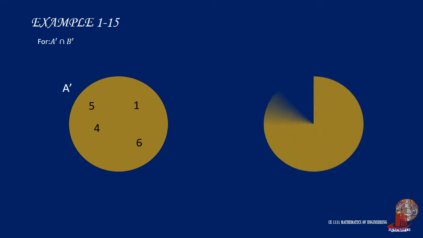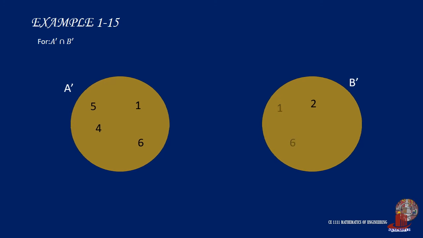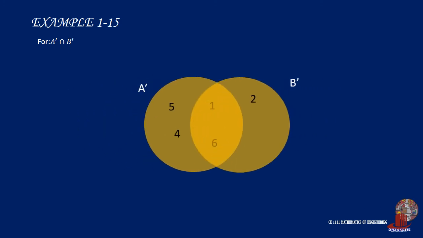Learning that for set A prime, the values would be 1, 4, 5, and 6, and that with set B prime, the values are 1, 2, and 6. Taking their intersection, we would find that the intersection of A prime and B prime would be 1 and 6, which would have the same answers or elements taken earlier from the complement of the union of A and B.